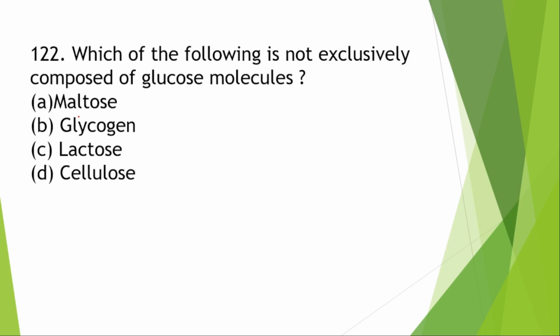122. Which of the following is not exclusively composed of glucose molecule? Maltose, glycogen, lactose, cellulose. So here the right option is lactose. Maltose is exclusively made of 2 glucoses, whereas glycogen is made up entirely of glucose units, whereas lactose, which is found in milk, is composed of 1 glucose molecule and 1 galactose, not entirely made up of glucose, whereas cellulose is made up of a long chain of glucose molecules. So among them lactose will be correct.